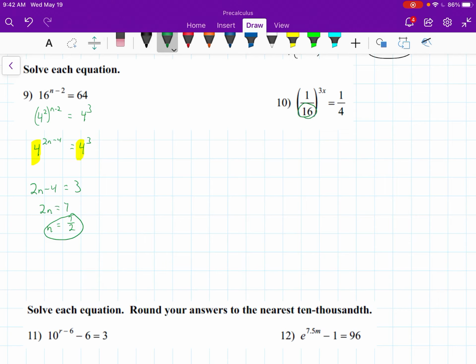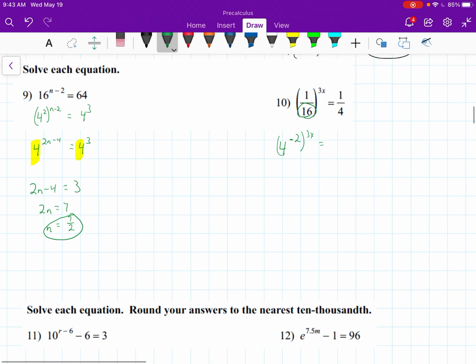So since 16 is in the denominator, this is 4. 16 is 4 to the negative 2. So 1/16 is 4 to the negative 2 because a negative makes something go to the denominator, and that is to the 3x power. And over on the right side, this is 4 to the negative 1. On the left, we'll use our power property, so we multiply negative 2 times 3x, so that's negative 6x equals 4 to the negative 1.